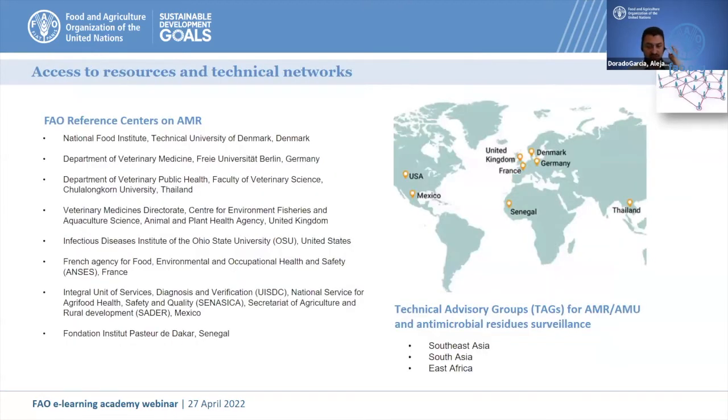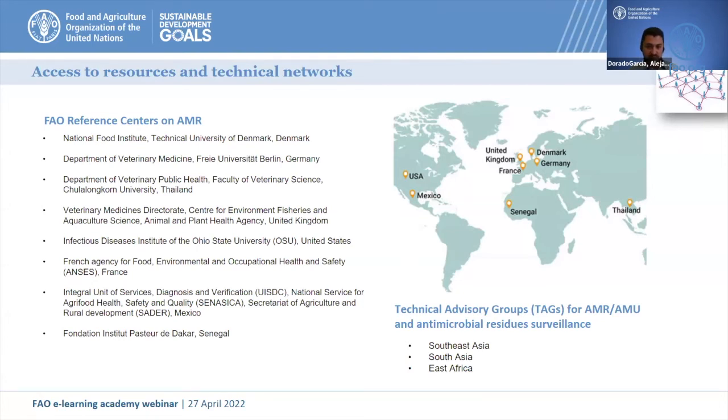Regarding access to technical networks, I would like to mention that in 2019, FAO initiated the establishment of a technical collaborative network of FAO reference centers on AMR. And for now, the network includes 8 institutions, including Denmark, Germany, Thailand, United States, France, Mexico, Senegal, and of course, the United Kingdom, which is also supporting highly the development of this course.